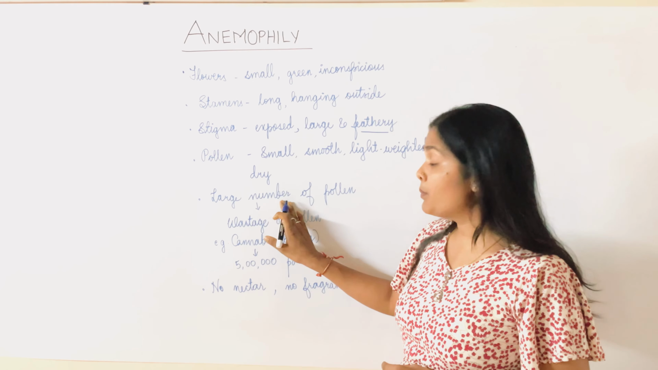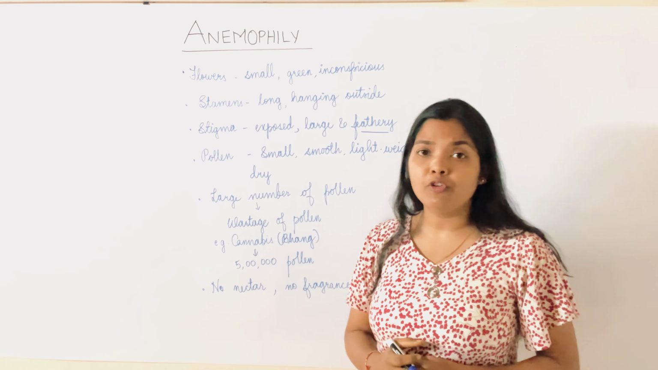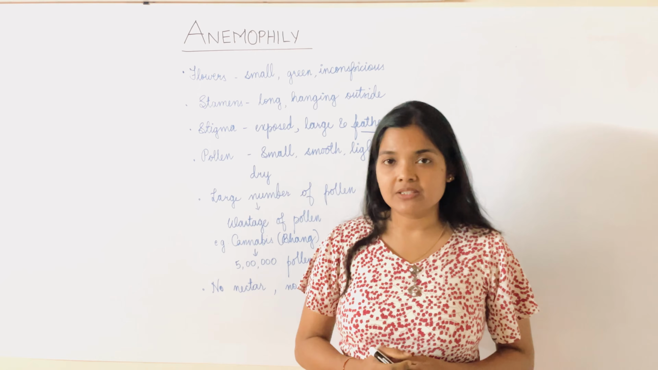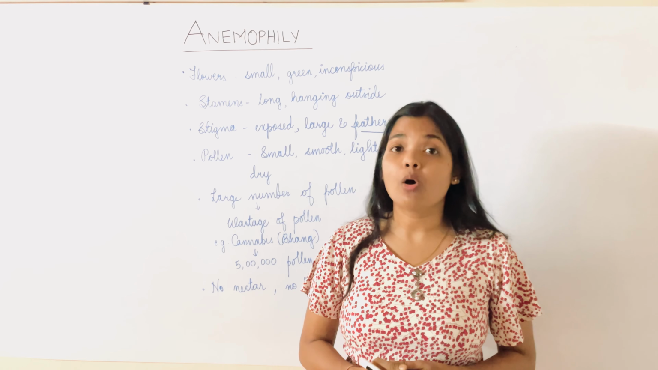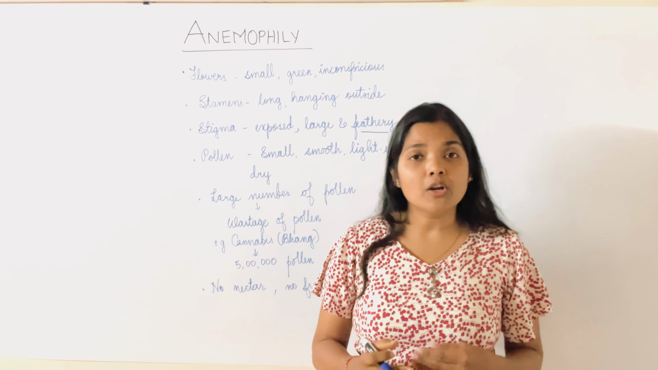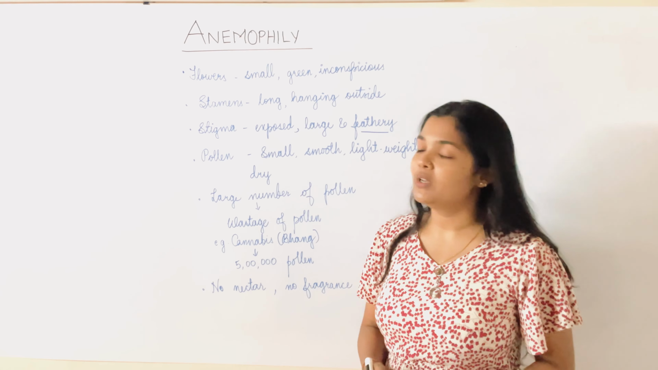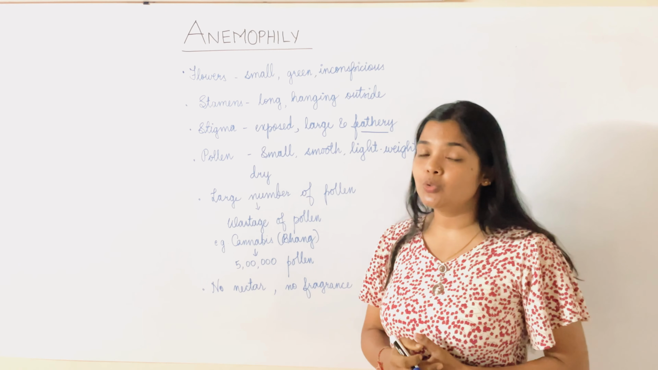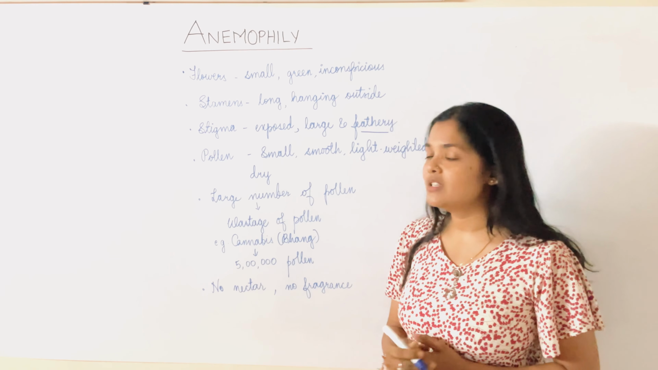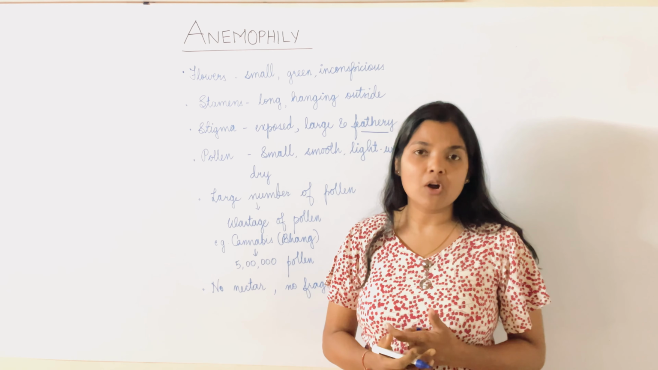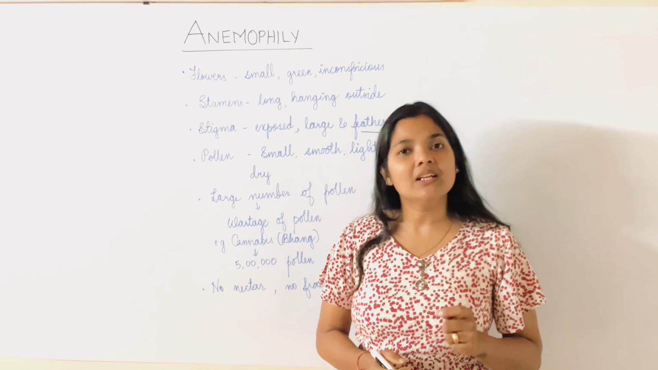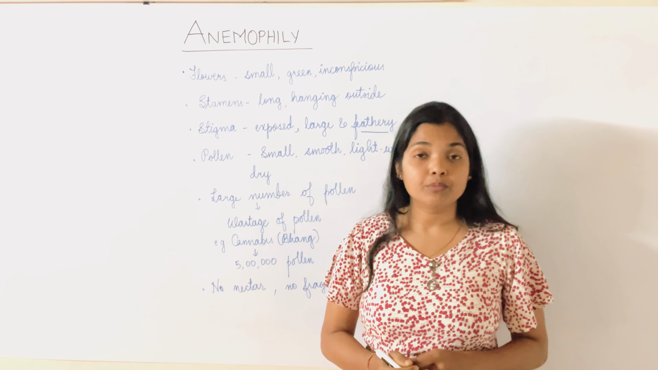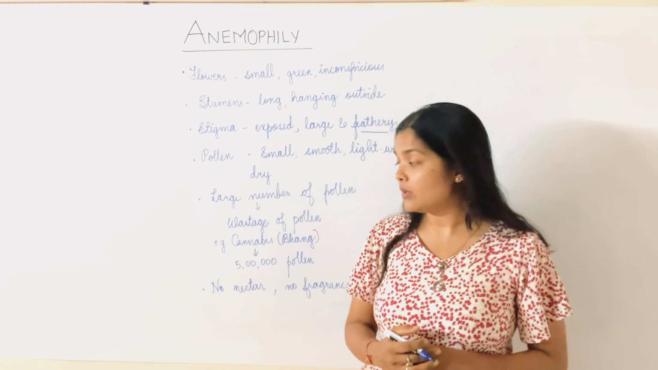Then comes the production of pollen grains. Here we will observe that the production of pollen grains is in abundance. Why? Because there is a chance of wastage of pollen grain. So in order to compensate the loss of the pollen grains, the number of pollen grains produced here is in a huge amount. One such example is of cannabis flower, which we commonly call as bhang. So a single cannabis flower produces around 5 lakh pollen grains. So you can understand how huge the amount is.